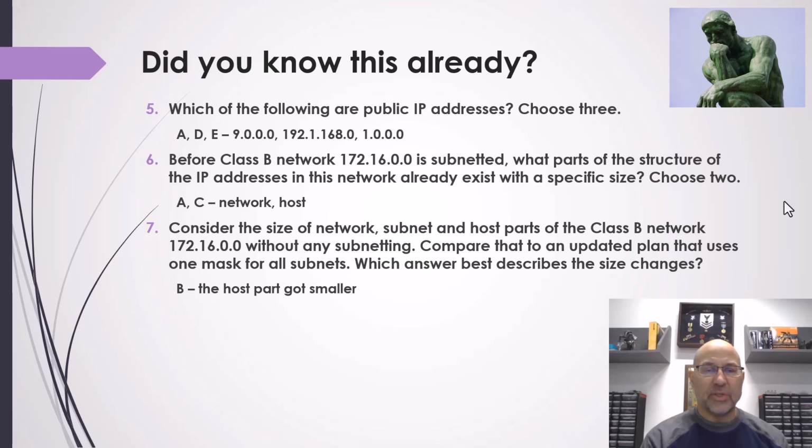Question number 7, consider the size of the network, subnet, and host parts of the Class B network 172.16.0.0 without any subnetting. Compare that to an updated plan that uses one mask for all subnets. Which answer best describes the size changes? Well, remember that the minute we subnet, we're going to be stealing bits from the host portion, and that means the host part has to get smaller.